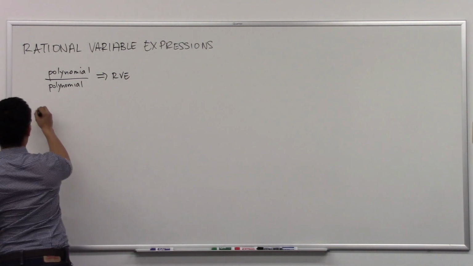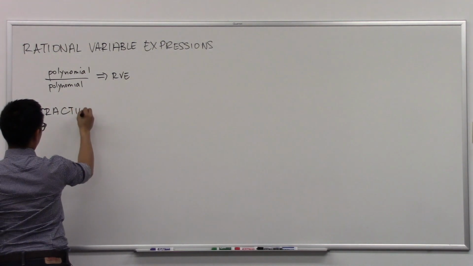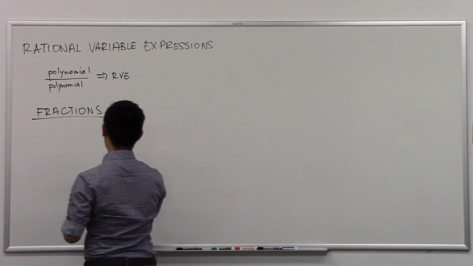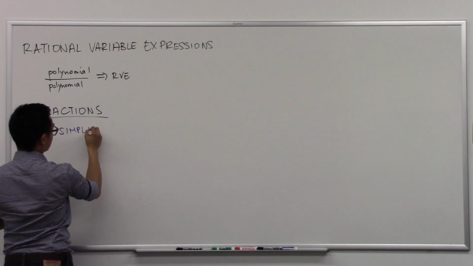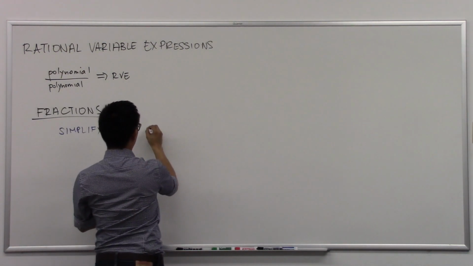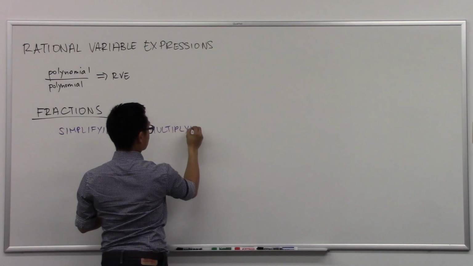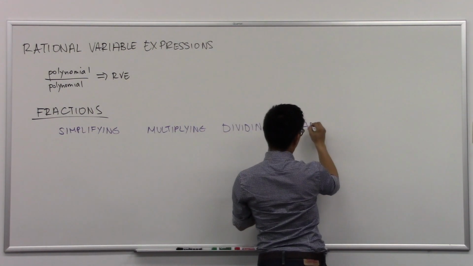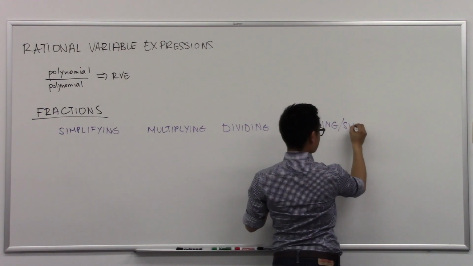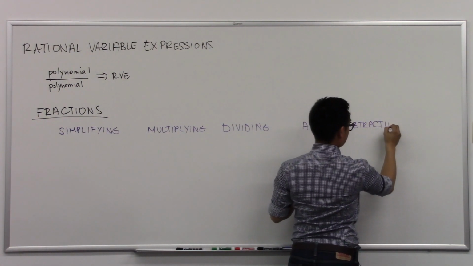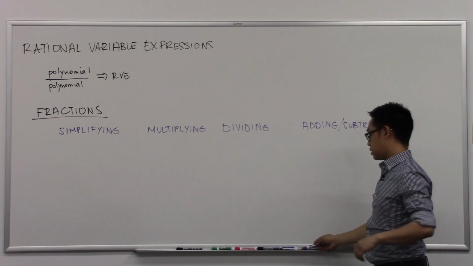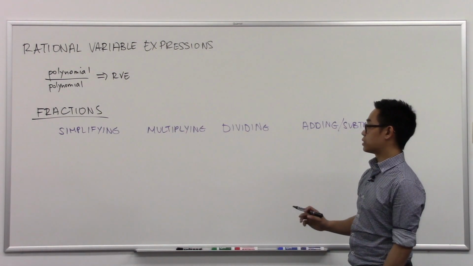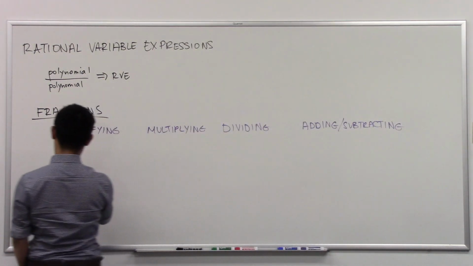It follows the same rules as fractions. There are 4 rules to fractions: simplifying, multiplying, dividing, and adding, subtracting. Here's an example of each.